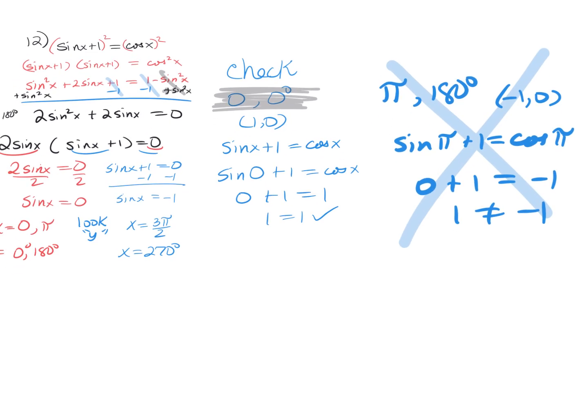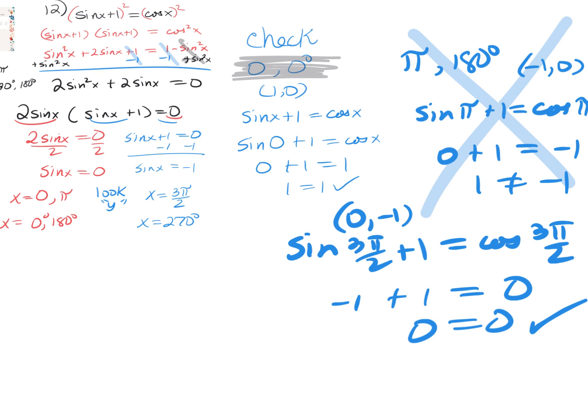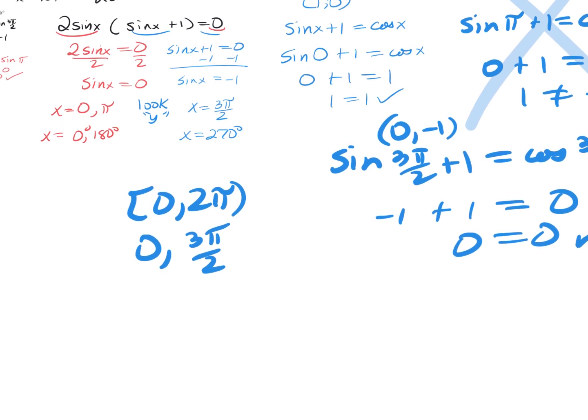Then I also have to check the 3 pi over 2. And that ordered pair for 3 pi over 2 is 0, negative 1. So sine of 3 pi over 2 plus 1 equals cosine 3 pi over 2. Sine looks at y, so negative 1 plus 1. And cosine looks at x, so 0 equals 0. This is a good answer. So my answers here from 0 to 2 pi are going to be 0 and 3 pi over 2. If it said from 0 to 360, then you're going to list 0 and 270.